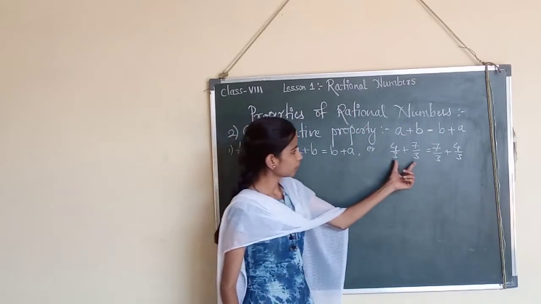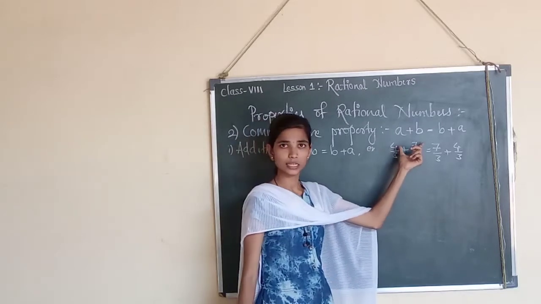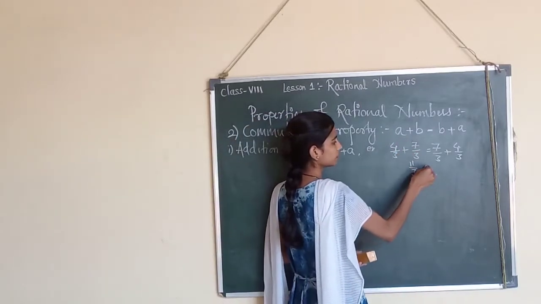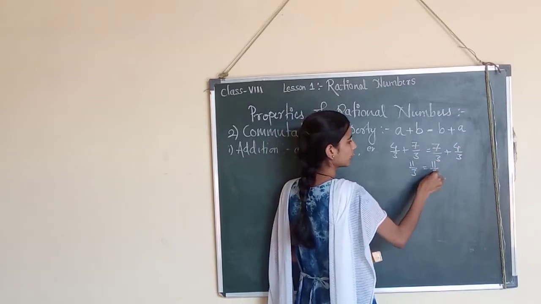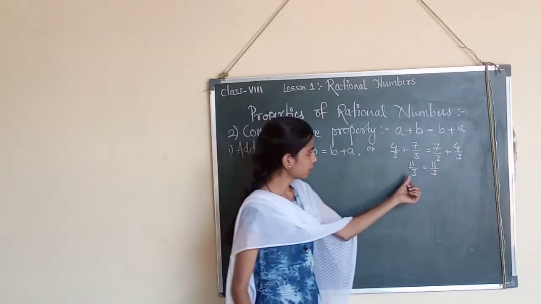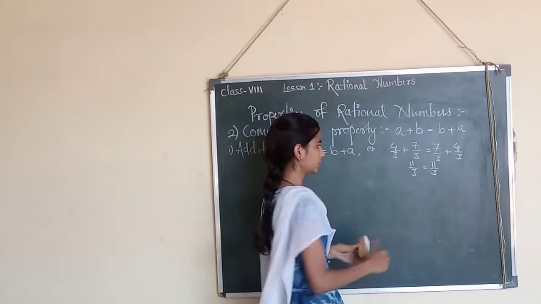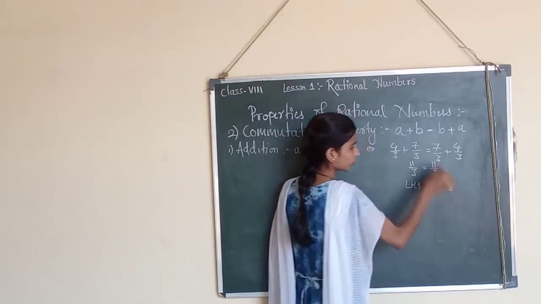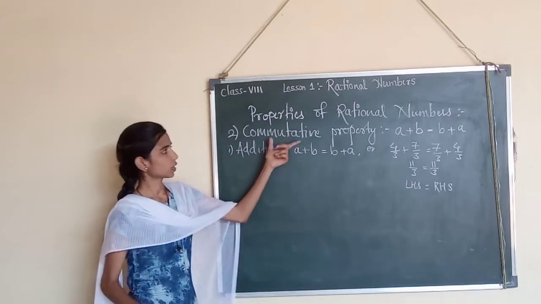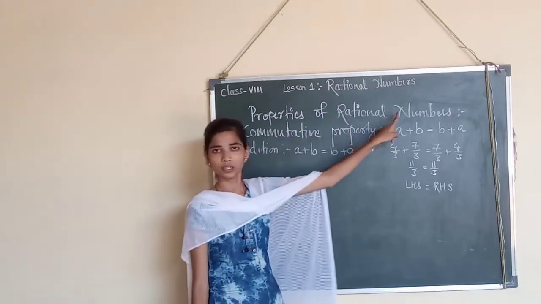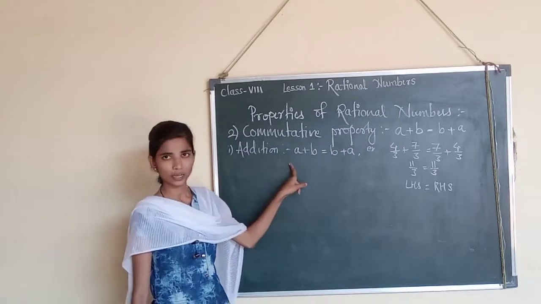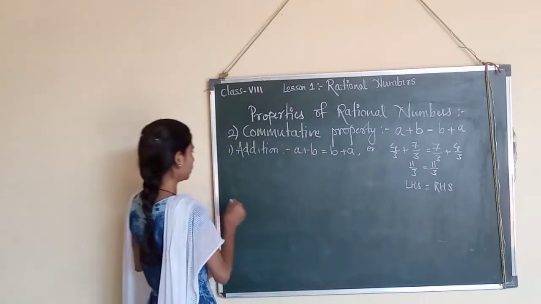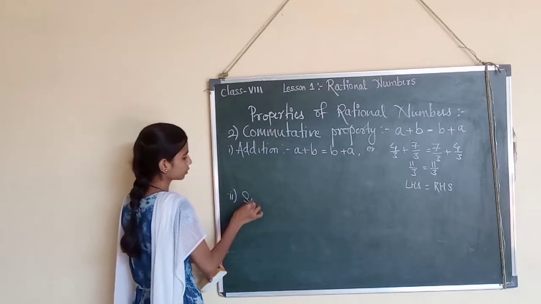Now if the denominators are the same, then we can directly add the numerators. 4 plus 7 is what? 11 by 3. 7 plus 4 is what? 11 by 3. So LHS is equal to RHS. So we can say the commutative property holds for rational numbers under addition, as LHS and RHS are both equal. Now we'll see for subtraction.